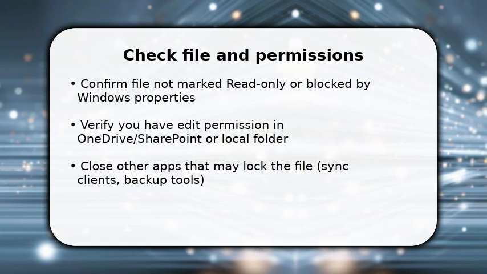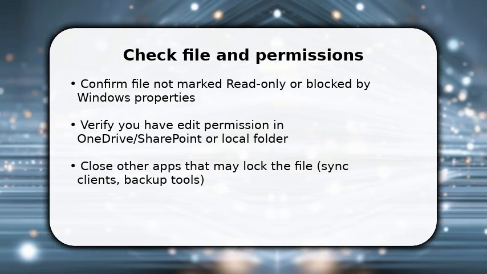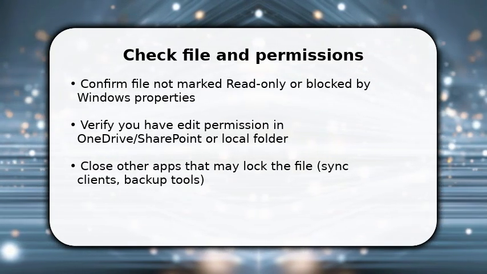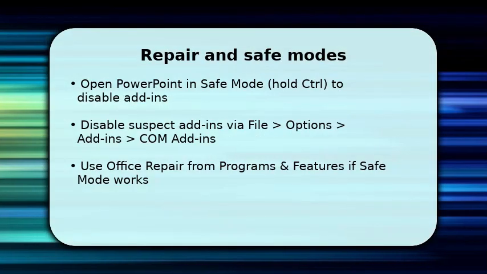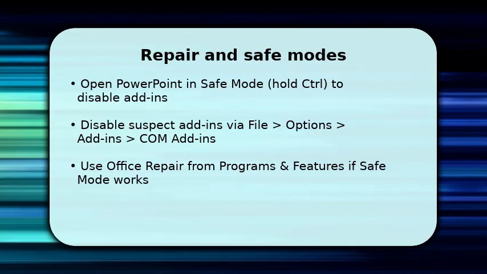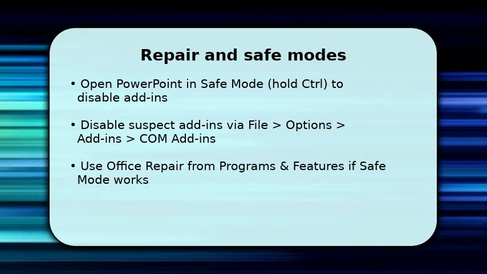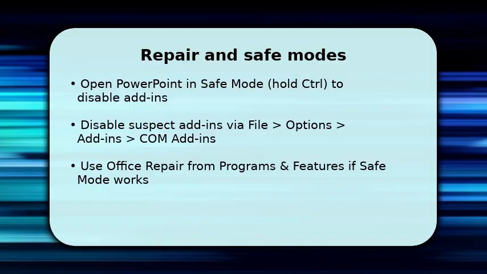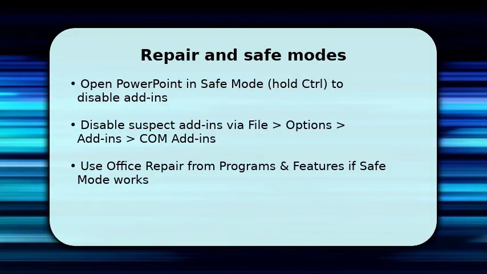If basic fixes failed, troubleshoot extensions and the app itself. Start PowerPoint in safe mode by holding Control while launching. This disables add-ins so you can test editing. If safe mode restores edit capability, go to File, Options, Add-ins, and remove or disable COM add-ins one by one to find the offender. If safe mode does not help, run Office repair in Programs and Features to complete the fix by salvaging content and ensuring stability.